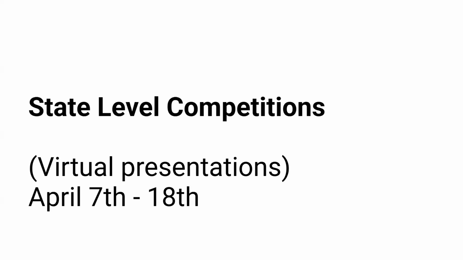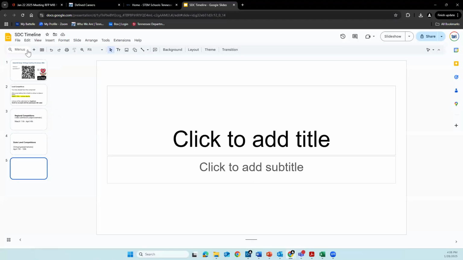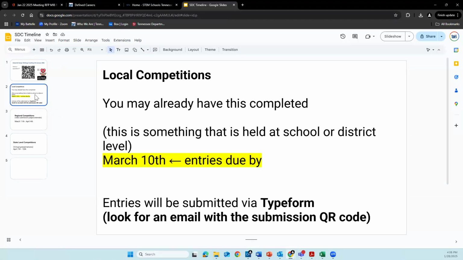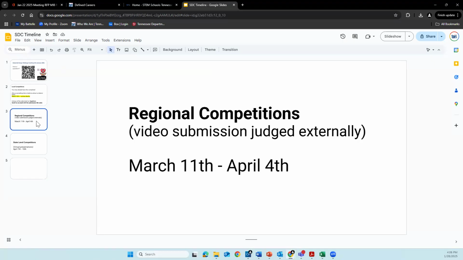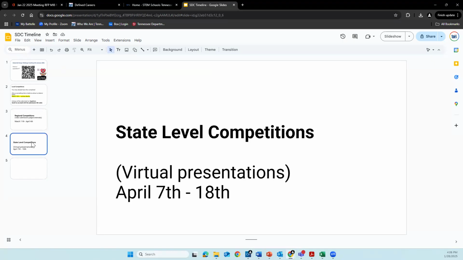I know that we're getting into the testing window here, so we want to let you know we are aware of that. That's why that window is so big. So you'll get an email with the QR code for the local entries. From there, we will handle the regional competition, and then you'll get another email in April about the state level competition.